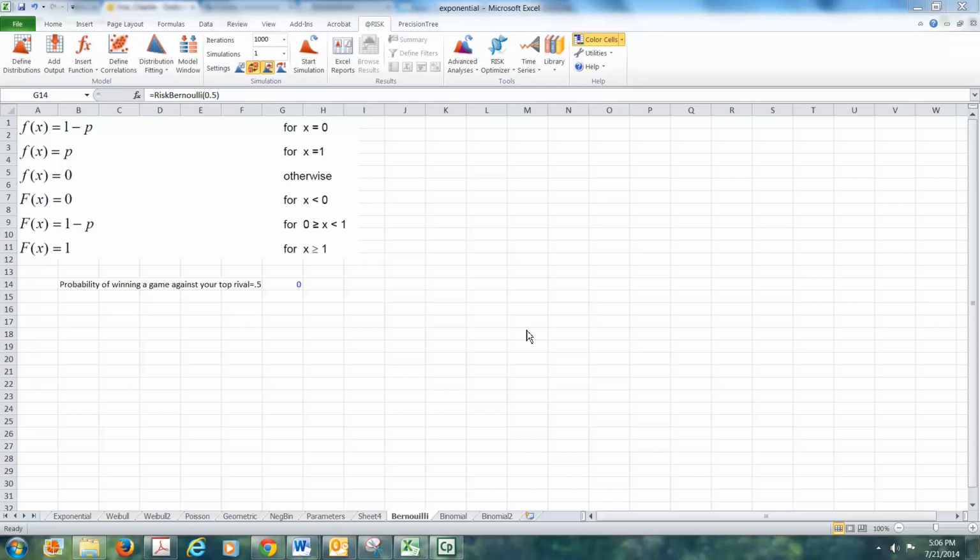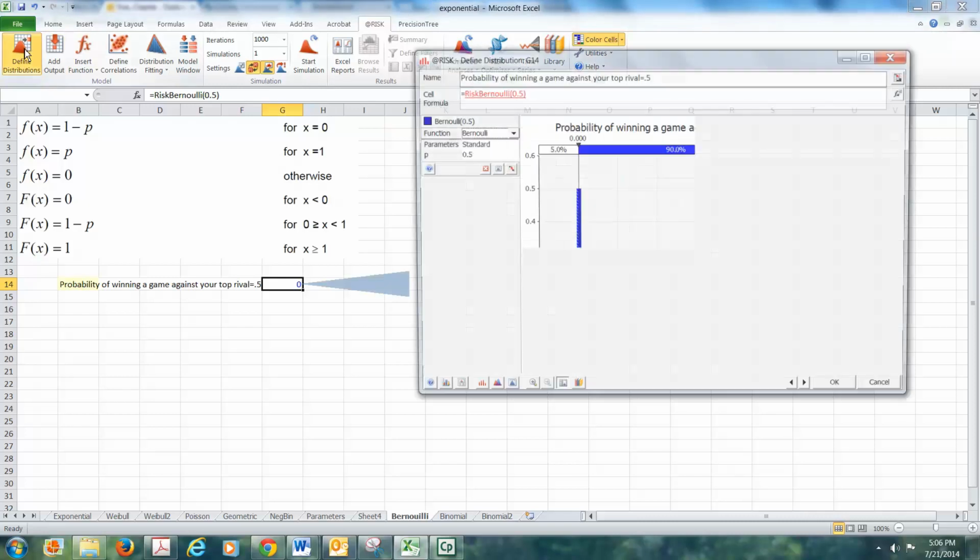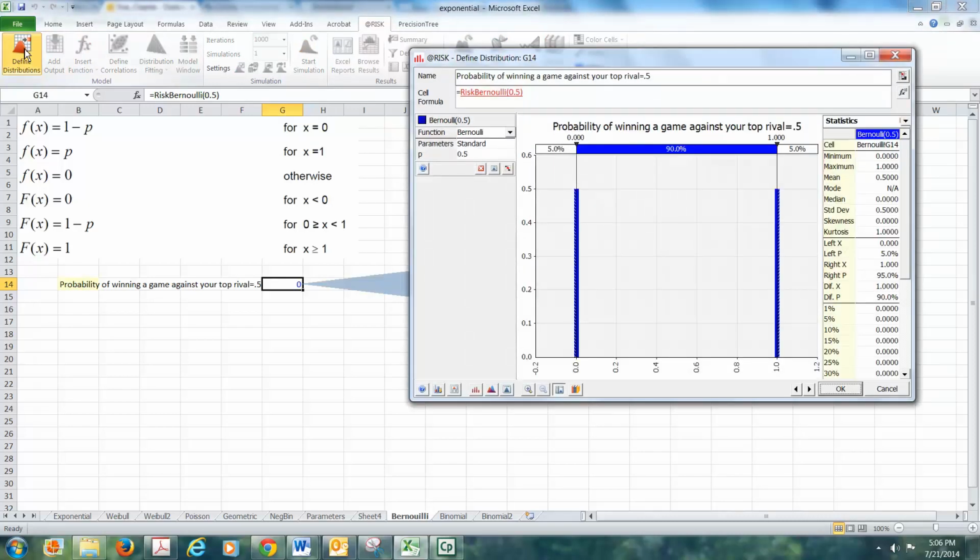The Bernoulli distribution is very useful for modeling a risk event that may or may not occur. So let's consider an example here. The probability of winning a game against your top rival is 50%. You're evenly matched. So here is a Bernoulli distribution. Generally, we assign x equal to p for success and x equal to 1 minus p for a failure. Hence, the single parameter for the Bernoulli distribution is the p that you see there in the upper left corner.